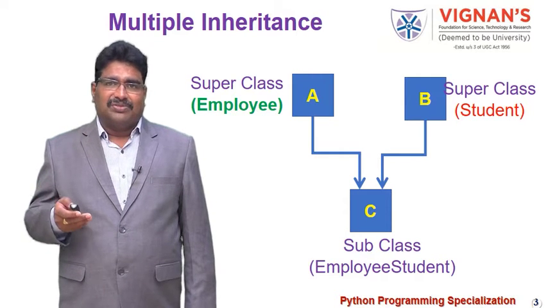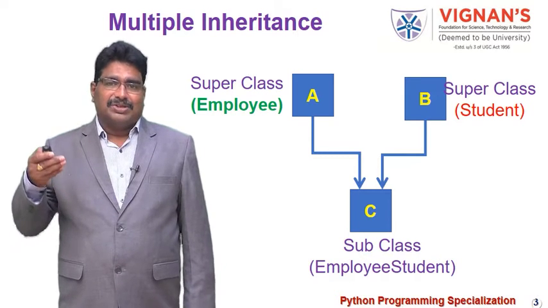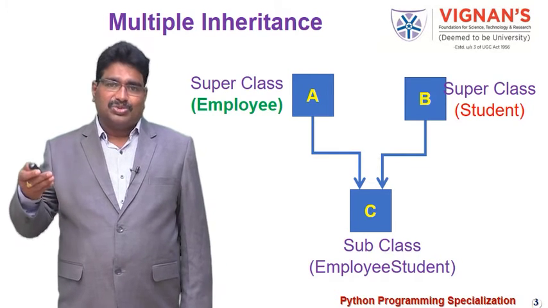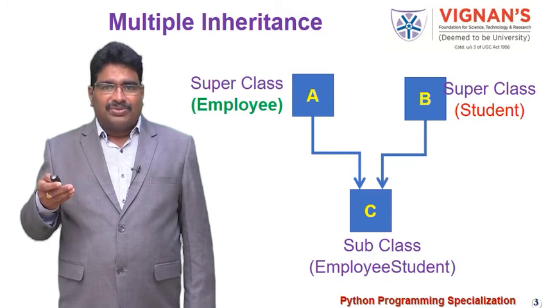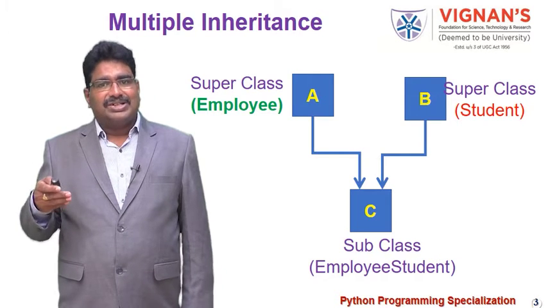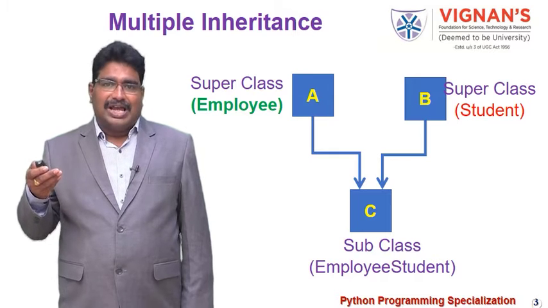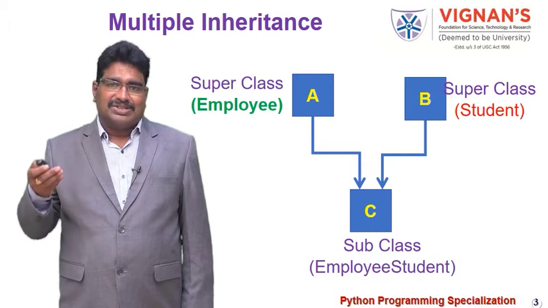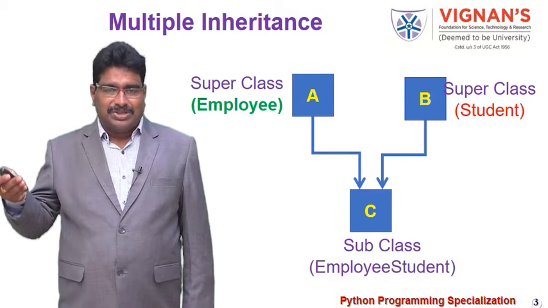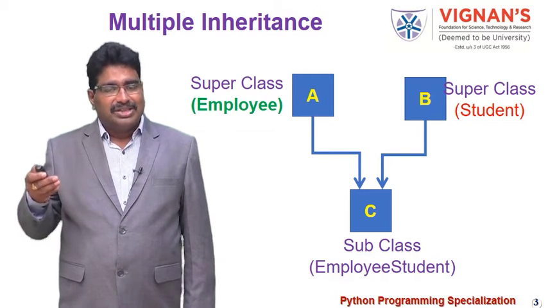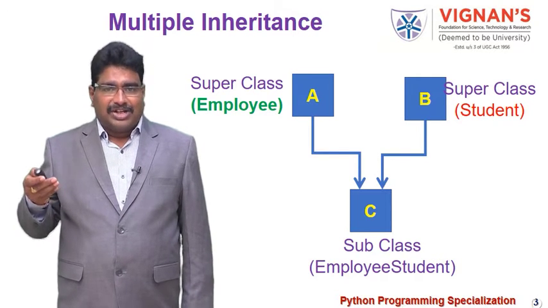For example, assume that a faculty member is working as an employee in an organization. He is registered for the PhD course, so he is also a student in the organization. An employee with an MTech qualification working as a faculty member and registered for the PhD course as a part-time student must inherit the attributes of the student as well as the employee.